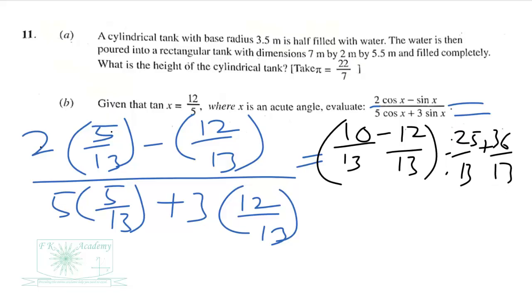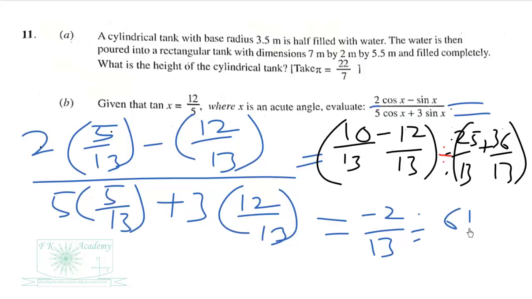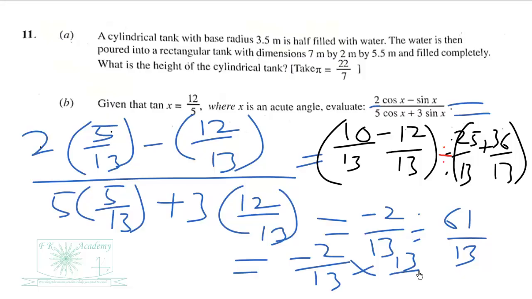This is division. So we are dividing this by this. So let's simplify. We will obtain 10 minus 12 is negative 2 over 13 divided by 25 plus 36 is 61 over 13. So we multiply by the reciprocal, times 13 over 61. And that will give us, so this will cancel this. We are left with negative 2 over 61.